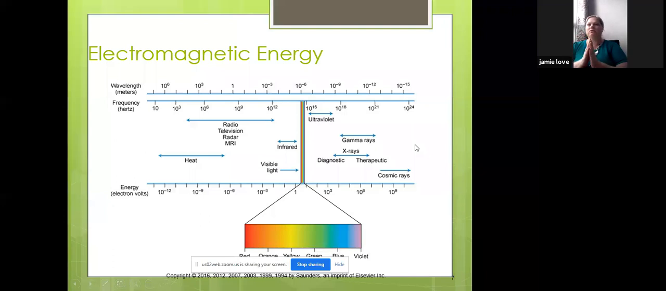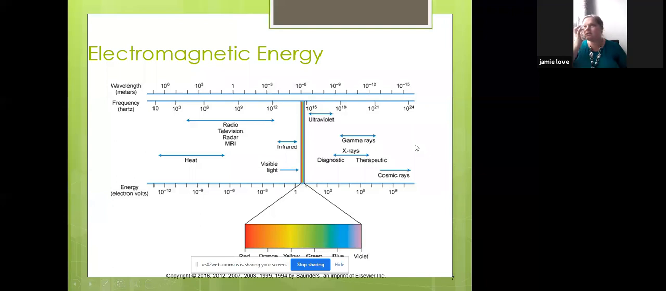Once you get to UV, past visible light into gamma and X-rays, you get into such high energy wavelengths that you can become ionizing. So X-rays are our first ionizing radiation, then we have gamma, and then cosmic radiation in space. Gamma rays are slightly higher energy than X-rays. The X-ray range kind of overlaps with gamma.